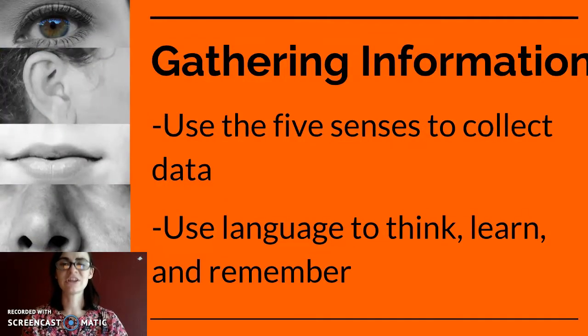So the first function is to gather information. The nervous system uses the 5 senses to collect data. So sight, hearing, smell, taste, and touch are all used to gather information from our outside environment that your body will then use to cause a response. The nervous system also uses language to think, learn, and remember.